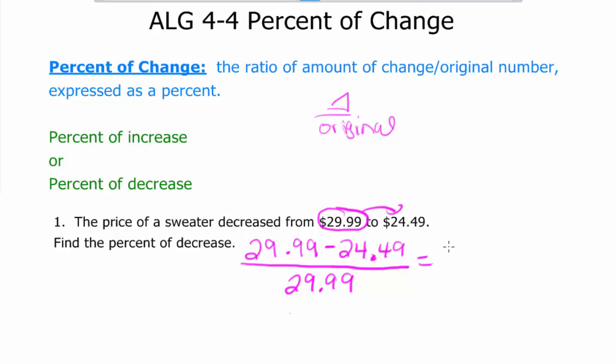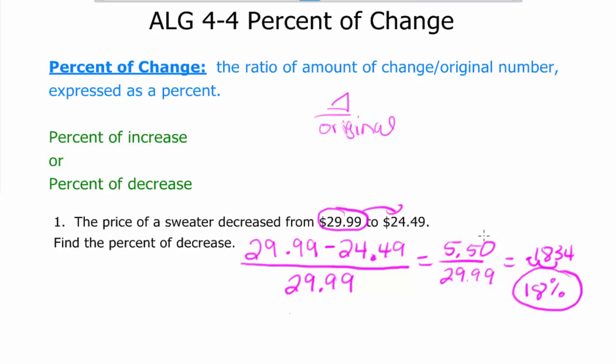So this is going to be $5.50 over $29.99, which is 0.1834. I think it even keeps going, but we want this as a percent, so we have to move our decimal over, so it's about 18%. Unless it tells you otherwise, you can round to the nearest percent.